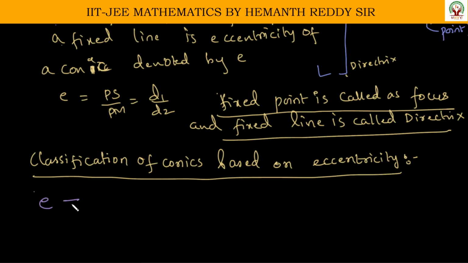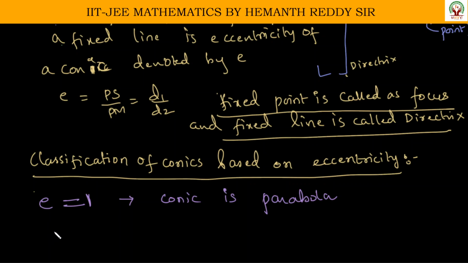If E is equal to 1, the conic is a parabola. If E is 1, the conic is a parabola in that case. The reason it is a parabola, I'll tell you about that.